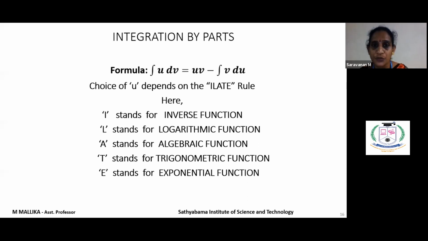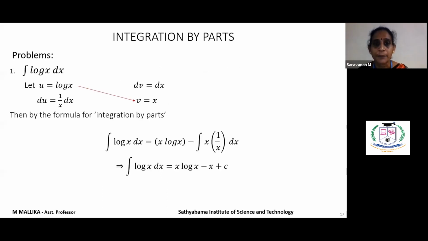The choice of u depends on one rule called the ILATE rule, where I stands for inverse function, L stands for the logarithmic function, A for algebraic or arithmetic or polynomial, whatever you want to call it, T stands for trigonometric function and E stands for exponential function. So just follow this order. Based on this hierarchy rule, you have to choose your u and then fix your v. We will see how to apply this formula in the problems.